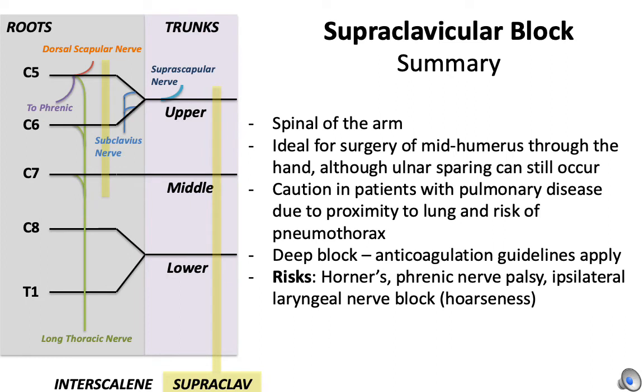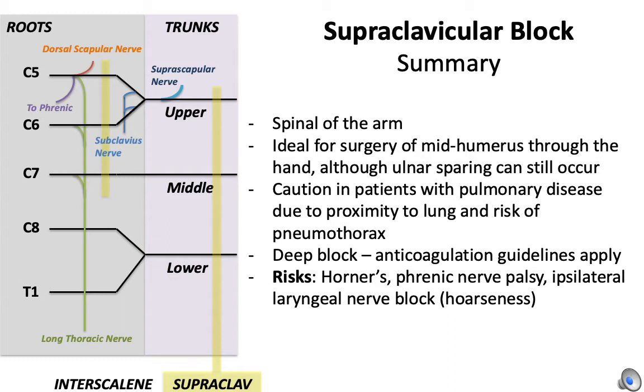In summary, the supraclavicular block, also known as the spinal of the arm, is ideal for surgery of the mid-humerus through the hand. Ulnar sparing is less common but can still occur. As with the interscalene block, it is important to use caution when performing this block on a patient with COPD due to proximity of the pleura and risk of pneumothorax. Because this is a relatively deep block, standard rules for anticoagulation still apply.